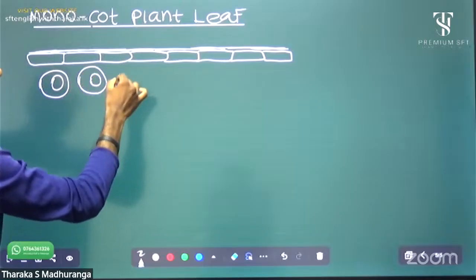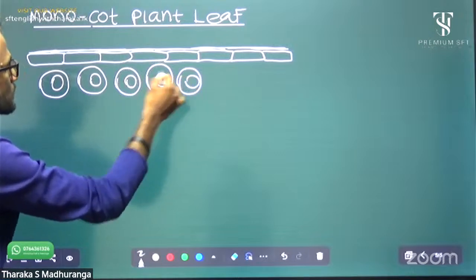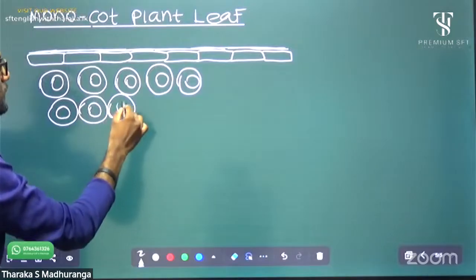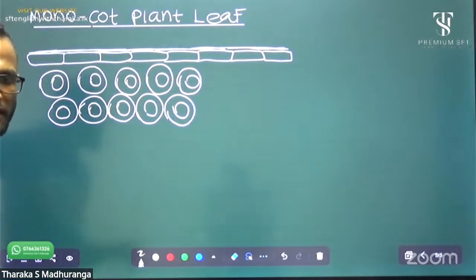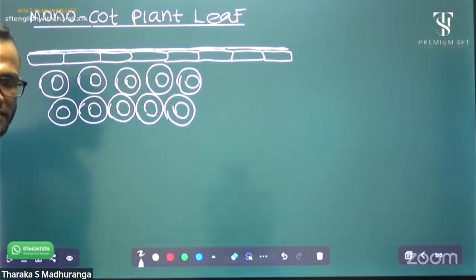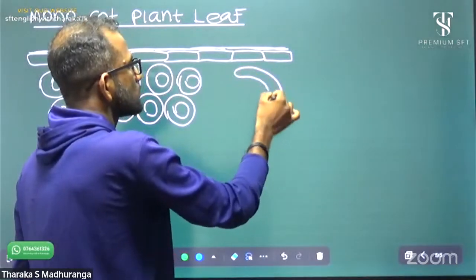Right? There is no other difference. The main photosynthetic cell is the spongy cells, no palisade cells. The main photosynthetic cell is spongy cells. This part is the same.